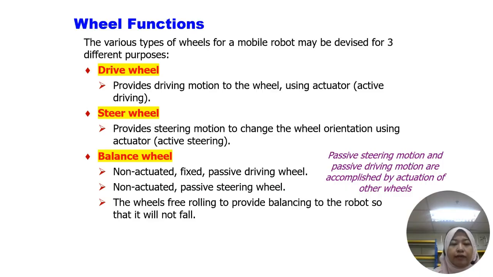Okay, tadi kita dah tengok dah apa tu omni wheel. Now kita tengok fungsi of the wheels. So there are three functions for the wheel. The first one is to drive the wheel. To drive the robot, ataupun kita namakan sebagai drive wheel.